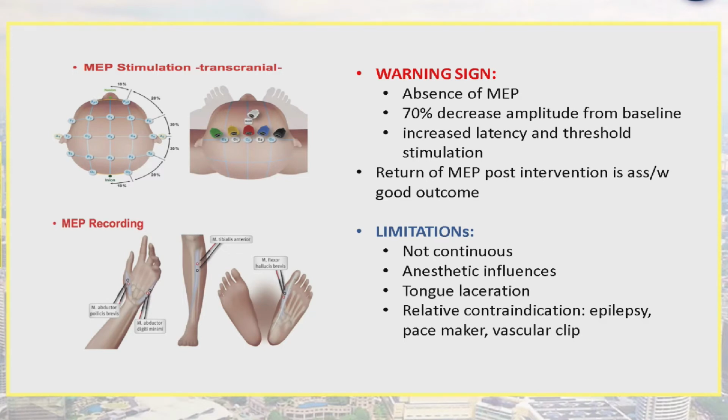And after that, they record at the abductor pollicis brevis, abductor digiti minimi, and the rest, to see the response that happens after the stimulation. So the warning sign that we must be alert to is if MEP is totally absent; we should jump up and find out the causes. And compared to SSEP, where the warning is a decrease of 50%.